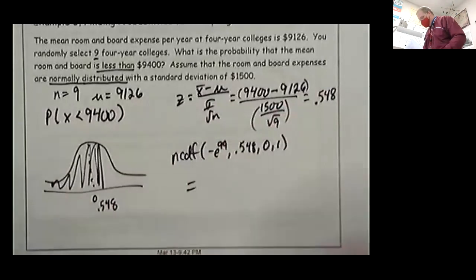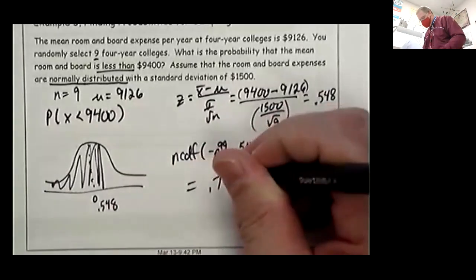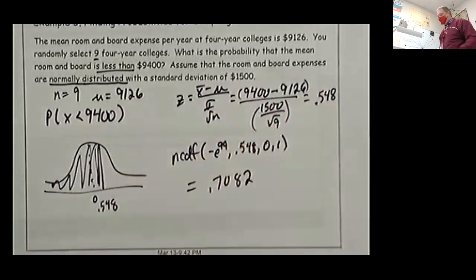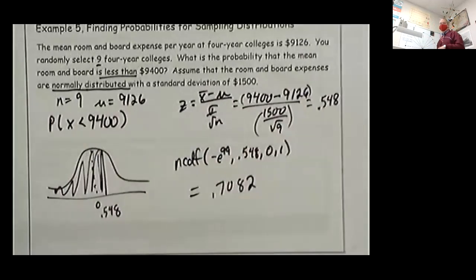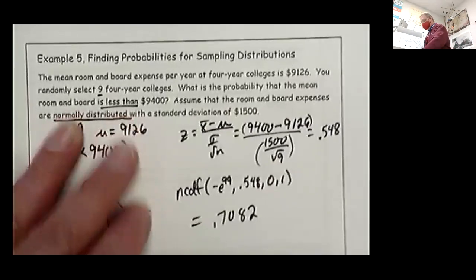That's going to give us a percentage, 0.7082. So we're going to pick 9 four-year colleges, and we will see what's the probability that their room and board is under $9,400. Well, there's a 71% chance that their room and board is under $9,400.